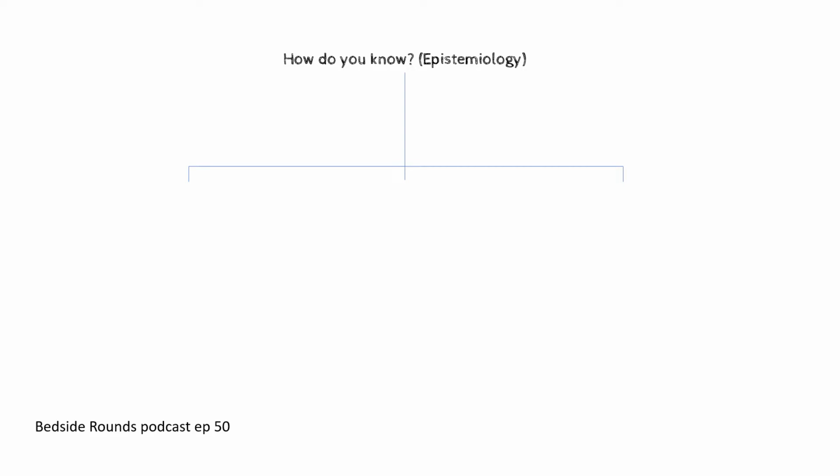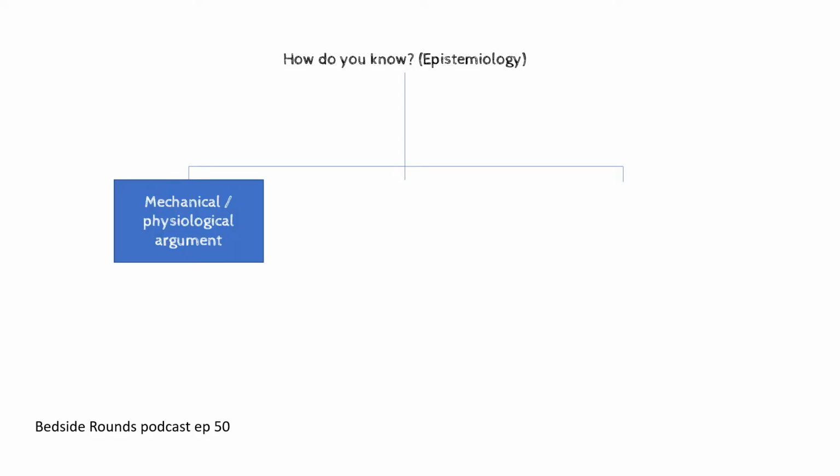So what I usually talk about when I talk about epistemology, well, there's the mechanical physiological argument. It makes sense that we do thrombolysis on this patient because they have a blood clot. Blood clots are destroyed by agents that dissolve blood clots. So thrombolysis makes sense from a mechanical perspective.